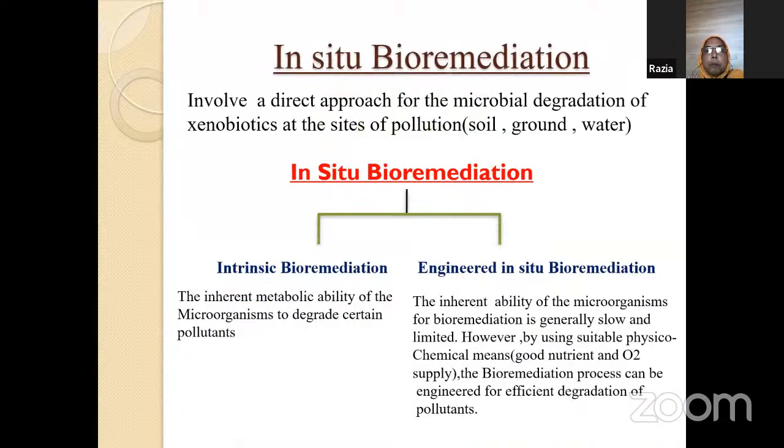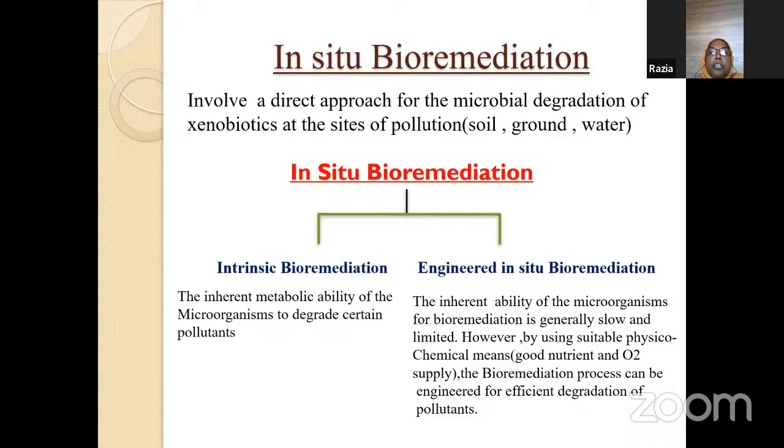So in situ bioremediation, although it is a more direct application of remediation, allows a more natural way of remediation, and we can even do some bioaugmentation by increasing the microbial population at that particular site, and we can also introduce a consortia. Consortia means a population of multiple microorganisms which have been optimized for detoxification of a particular pollutant.